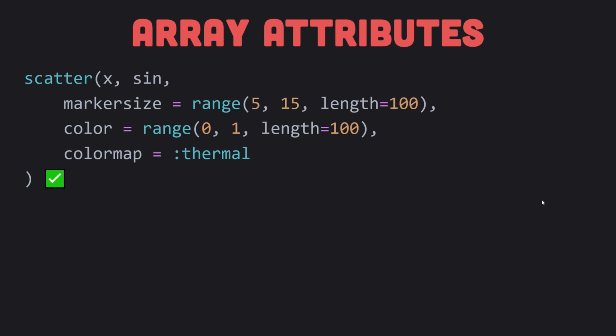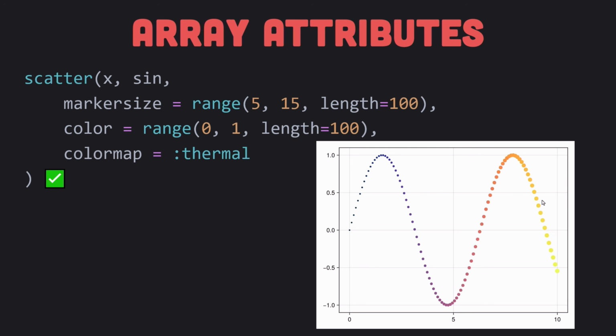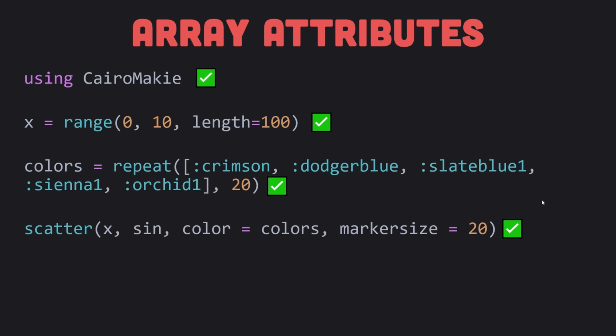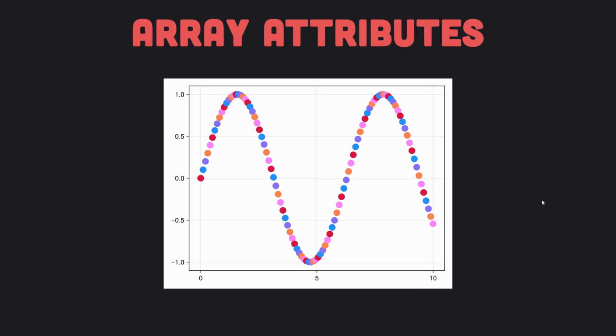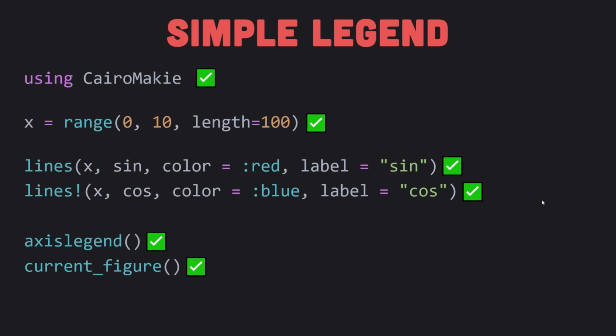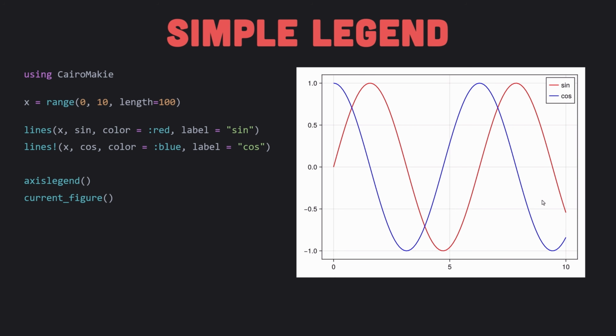Here we vary marker size and color. You can also use an array of colors directly, in which case the color range is ignored. If you add label attributes to your plots, you can call the axislegend function to add a legend with all labeled plots to the current axis, or optionally to one you pass as the first argument.